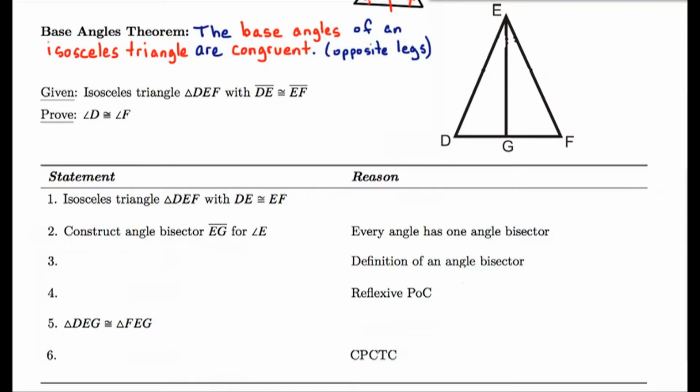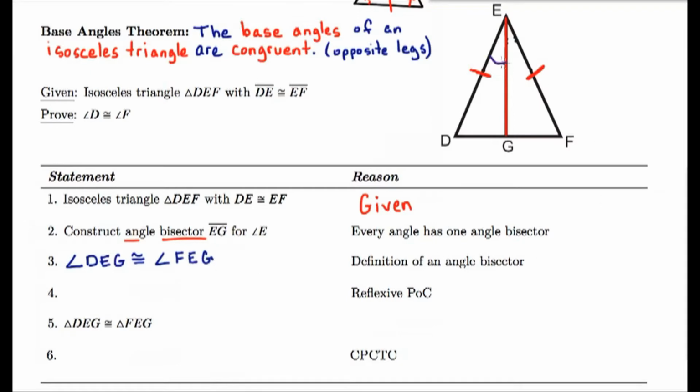Given an isosceles triangle, DEF, with segment DE congruent to EF. So the first statement is given. And then the second statement, construct an angle bisector. For every angle, there is one angle bisector. So what does that do? It makes angle DEG congruent to angle FEG, because that's the definition of an angle bisector. And then we can say that segment EG is congruent to segment EG because of the reflexive property.